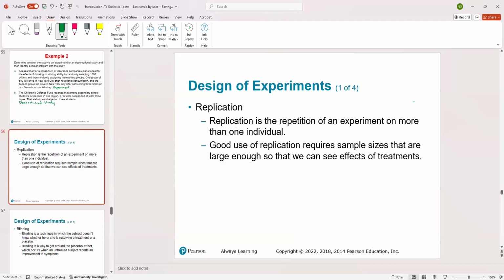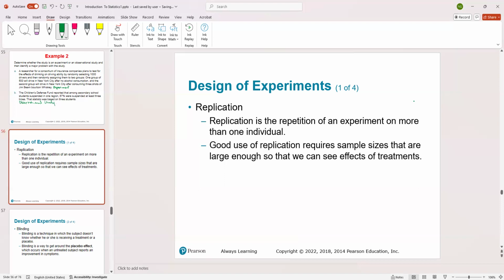Replication is one of them. Replication is the repetition of an experiment on more than one individual, right? So good use of replication requires a sample size that is large enough so that we can see the effects of treatments, right? So that's very important to see.